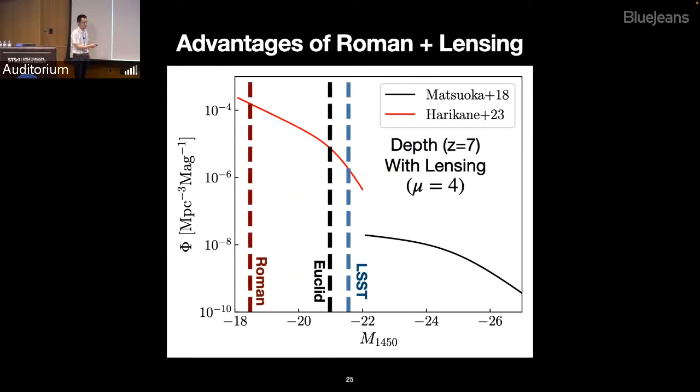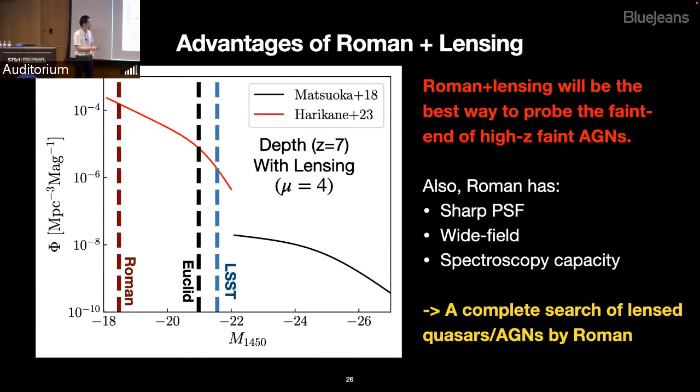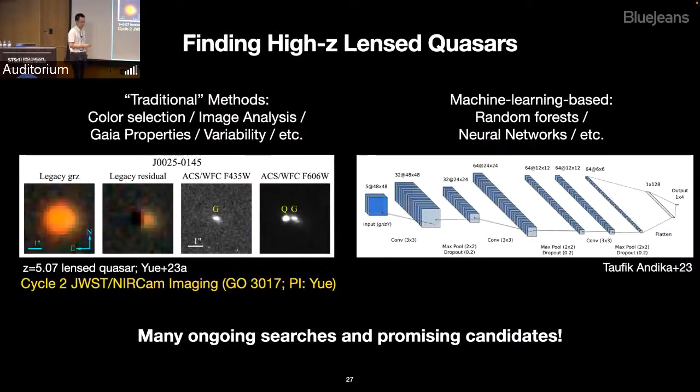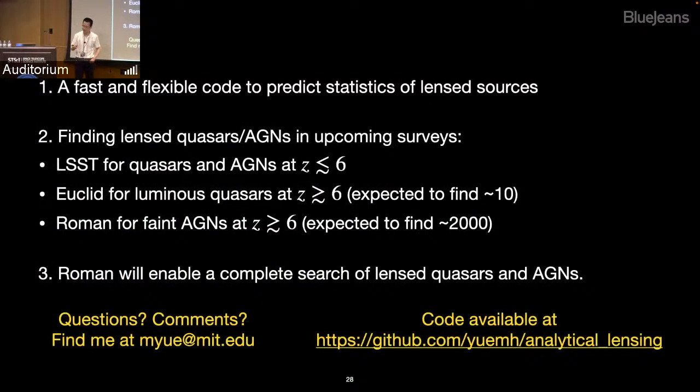And my feeling about these figures is that if we want to study the faint tail of those faint AGNs, we really need a combination of Roman plus lensing. So for other surveys, or for Roman without lensing, it's pretty hard to reach this part. So that is, I think, the unique advantage of Roman plus lensing. And also, don't forget, Roman has very unique advantages. And well, I'm running out of time, but one last sentence. We're trying to get prepared for the upcoming surveys by making use of current data sets to find more lens quasars, and we're making great progress. And I'm going to put my summary here, and I'm happy to take any questions.